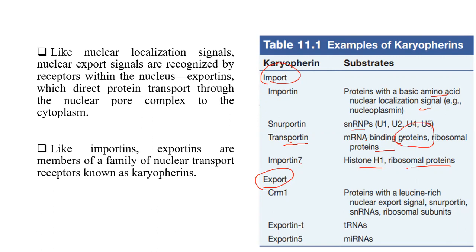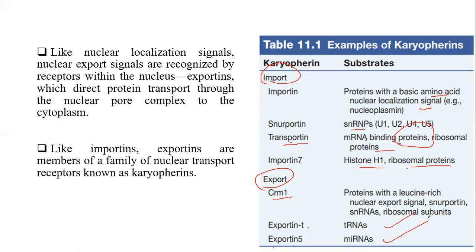mRNA first needs to be kept single stranded, and then it has to be brought out into the cytoplasm so that translation can happen. Similarly, we have them for export also. Proteins with leucine-rich nuclear export signals are exported out with the help of CRM1 proteins. Then exportin T and exportin 5 are for your tRNAs, miRNAs, etc.